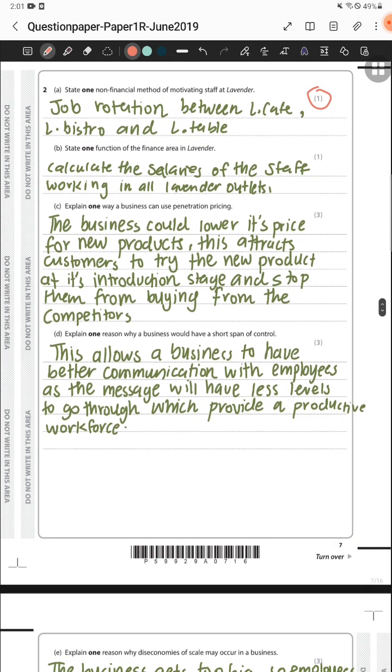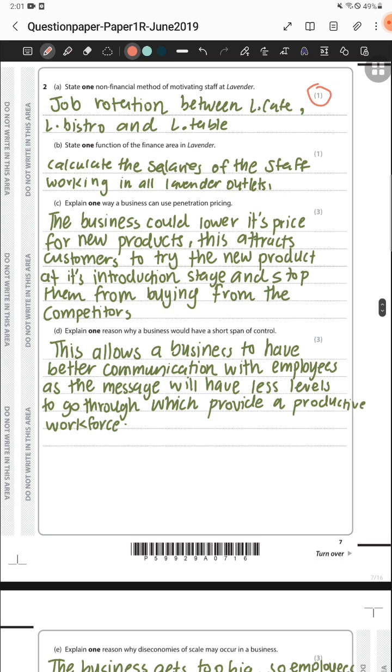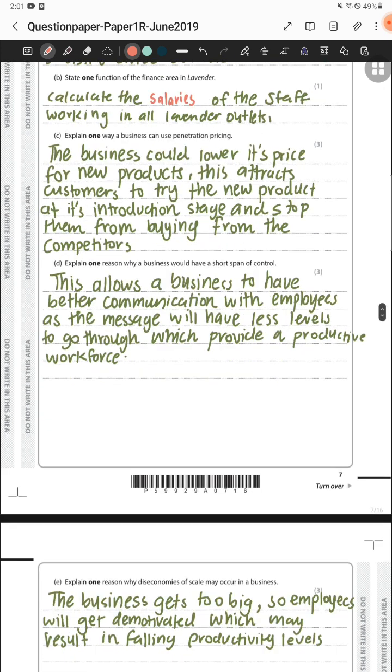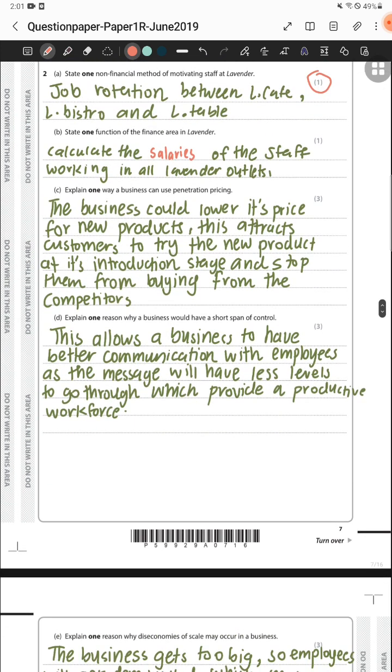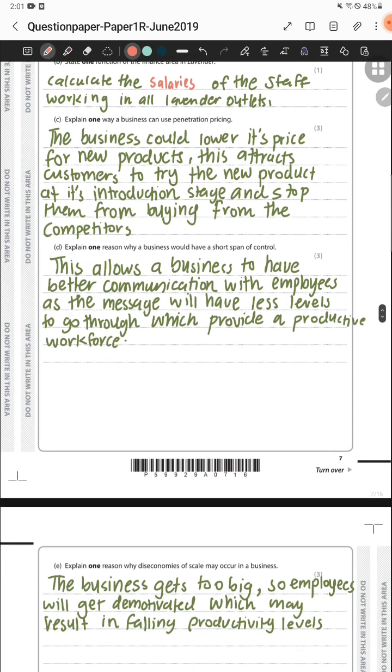State one function of the finance area in Lavender. They calculate sales of the staff. Oh, salaries. Sorry, salaries. My bad. Of the staff working in all the Lavender outlets. Okay, like I said, please do mention the business name.